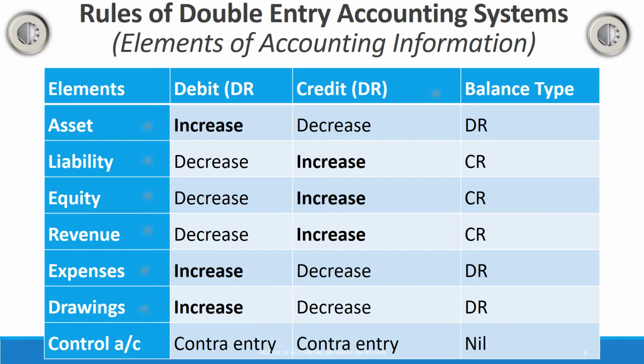Any increase in drawings and dividend is debited, while any decrease in drawings and dividend is credited. Drawings and dividend are expected to have a debit balance. Lastly, in control accounts, we have contra entries. That is, both debit and credit entries are in the same account. At the end of the accounting period, control accounts are expected to have a nil balance. In summary, increase in asset, expenses, and drawings is debited, while increase in liability, equity, and revenue is credited.